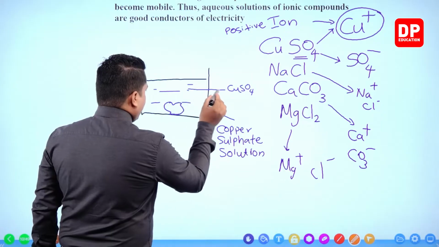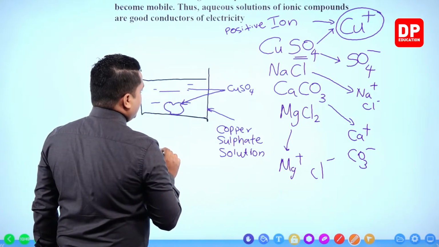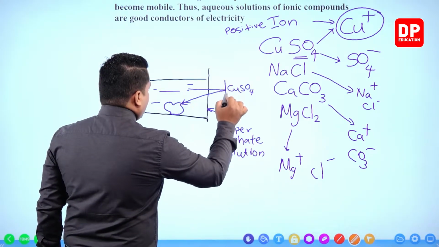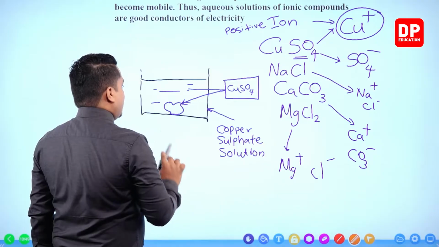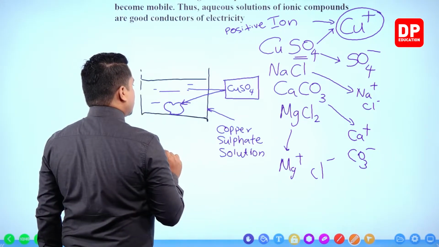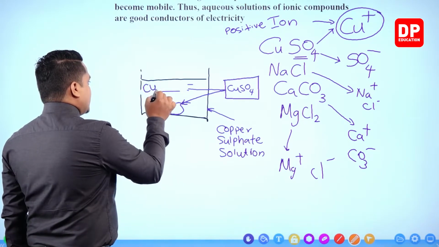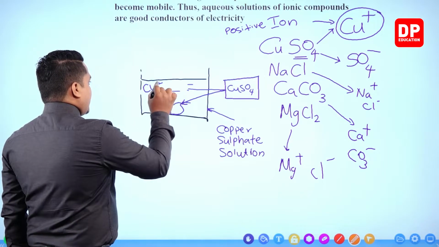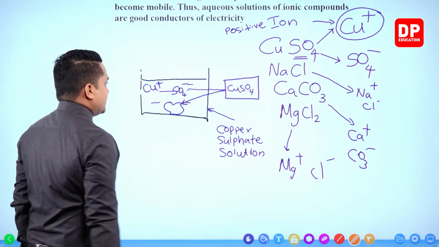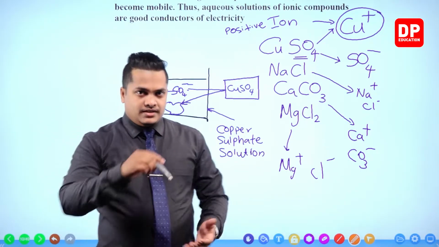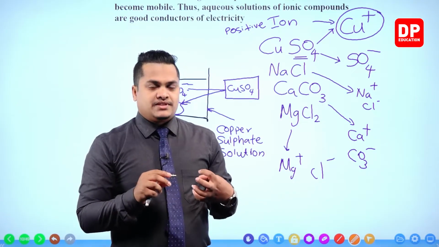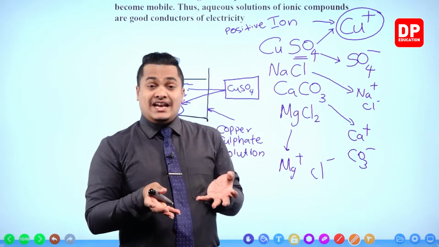So copper sulfate, the solid copper sulfate available like this. Even though copper sulfate is available as a solid, within the liquid, my dear children, it gets separated into plus and minus ions because of the solution, because of mixing this substance with water, making an aqueous solution.